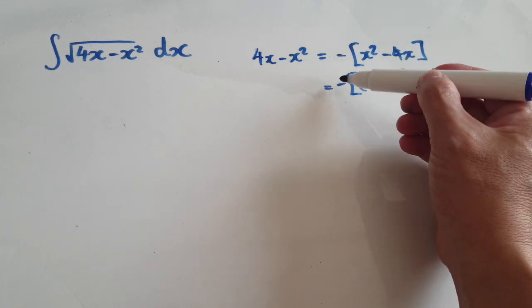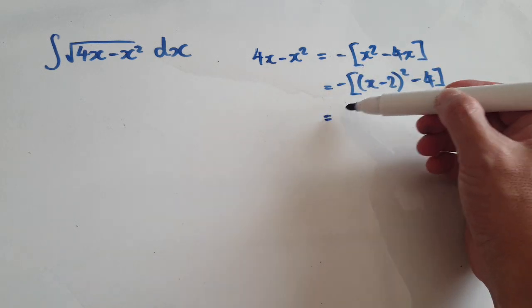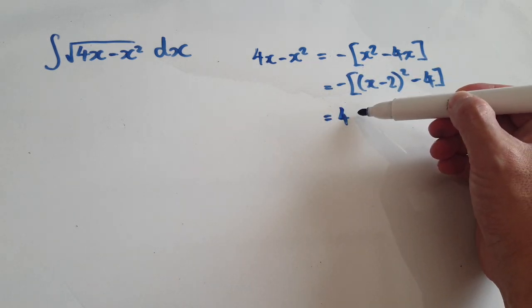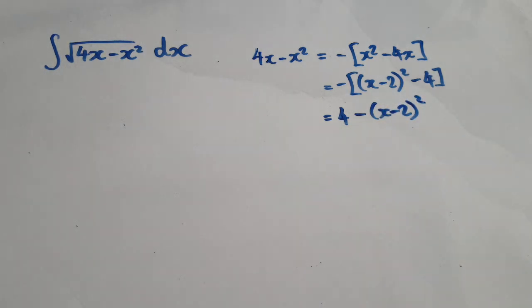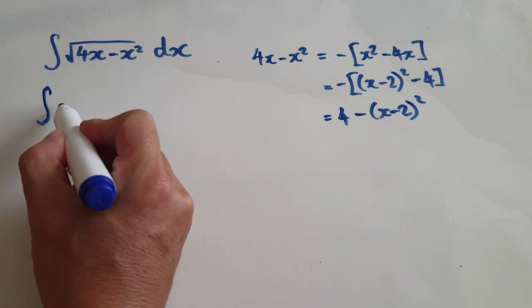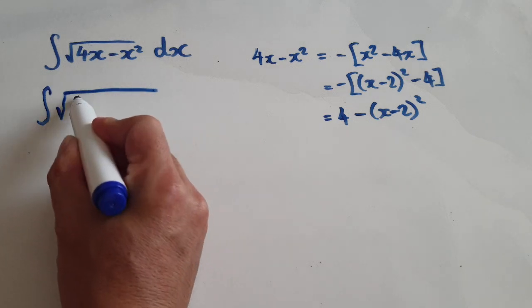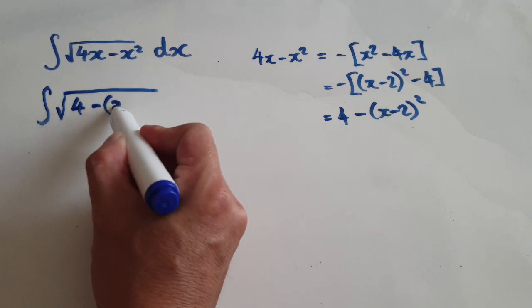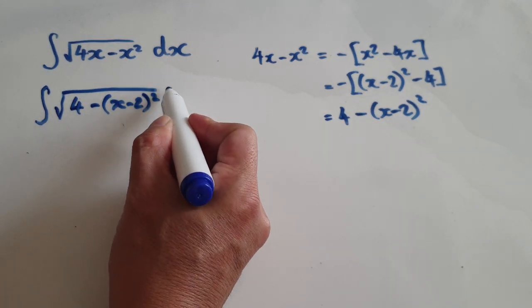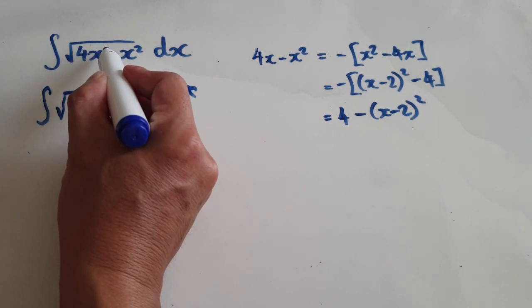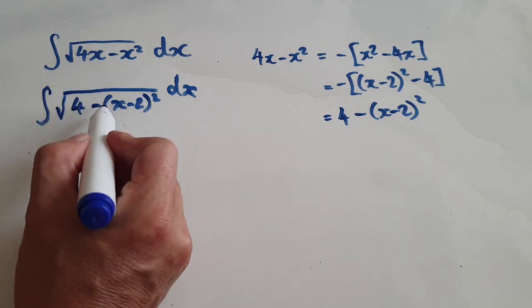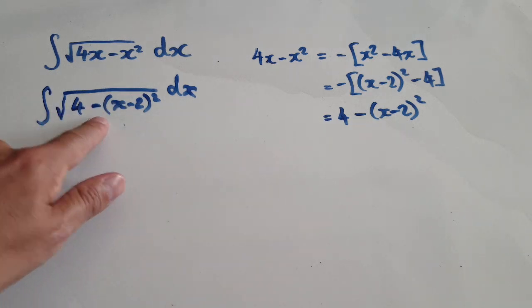And then now multiply this out. So that will then become positive 4 minus x minus 2 squared. So really it's us integrating this: 4 minus... so in short, integrating this is you completing the square to give you this, and then now you can integrate.